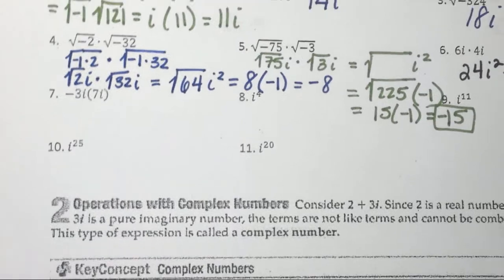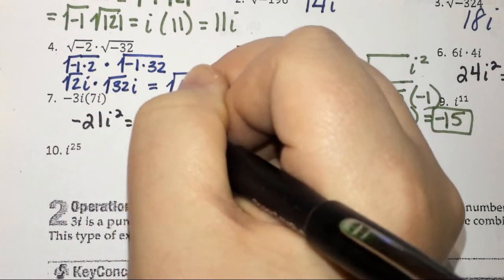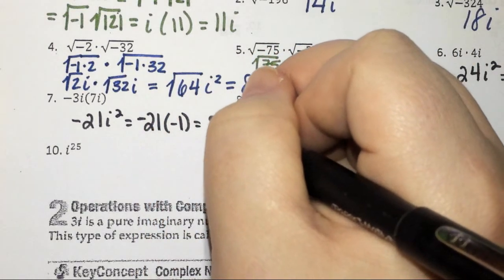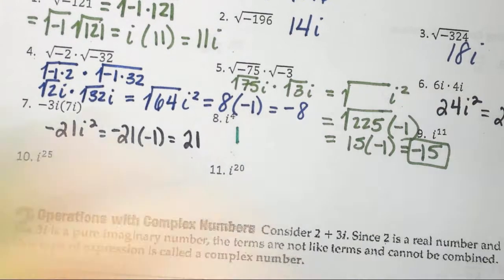Okay, number 7, I've got negative 21i squared. Again, I know i squared is really negative 1. So I've got negative 21 times negative 1, which is positive 21. i to the fourth, that's super easy because I know that's just 1.